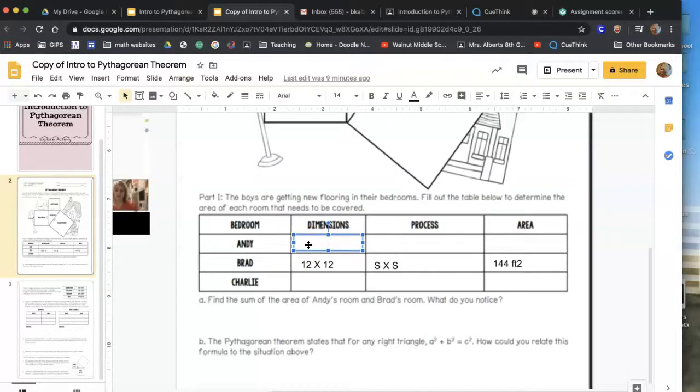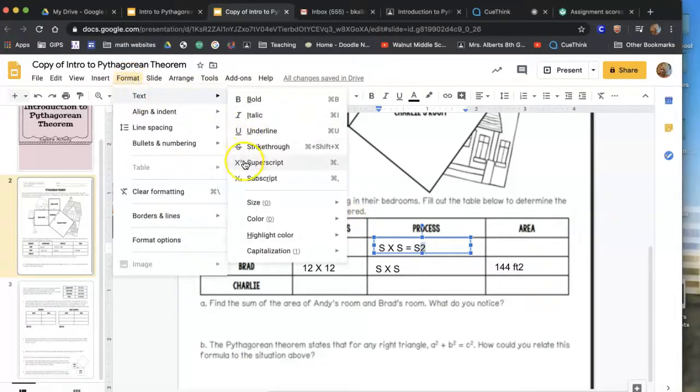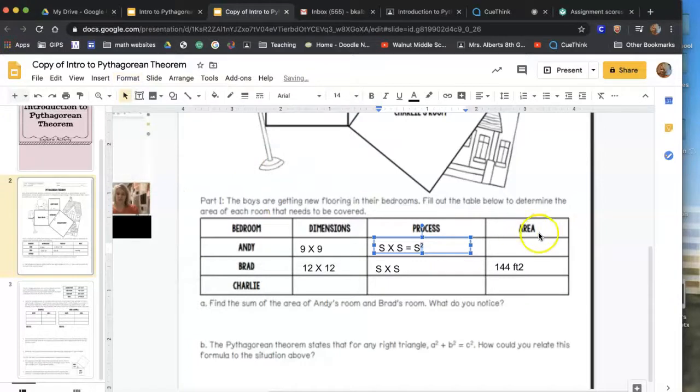So Andy's room, if I remember right, was 9. So you should have 9 by 9. So 9 by 9 is all you had to put in for your dimensions. Your process was side times side, and that also equals side squared. And so how do I make that 2 look like a square? Well, put your 2 in, highlight your 2, go up here to Format, go to Text, and go to Superscript. And now we have it squared.